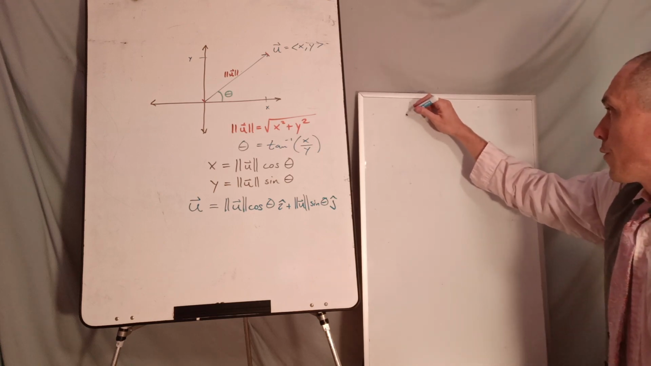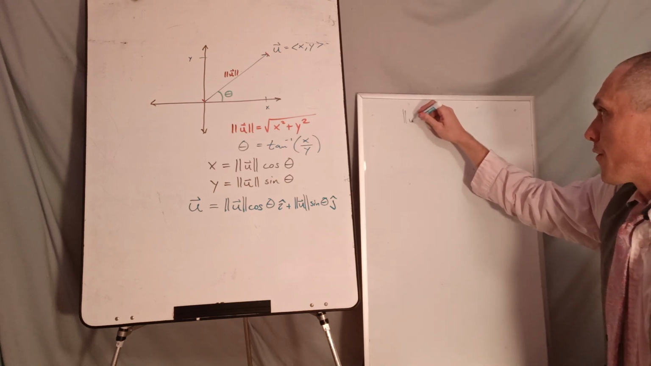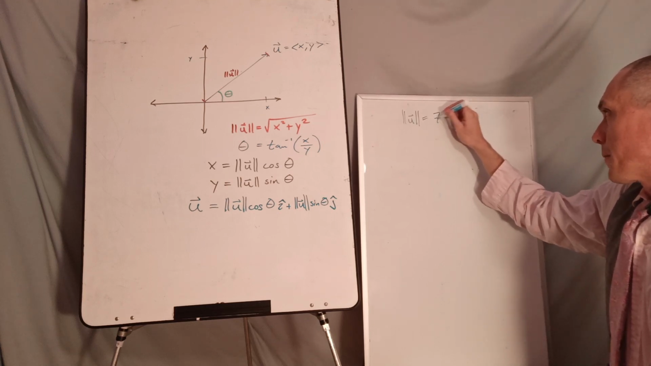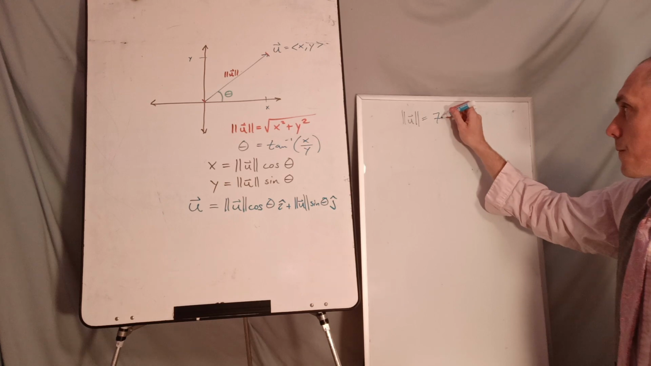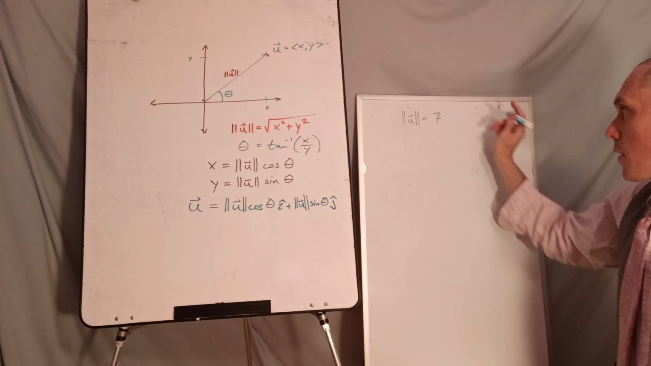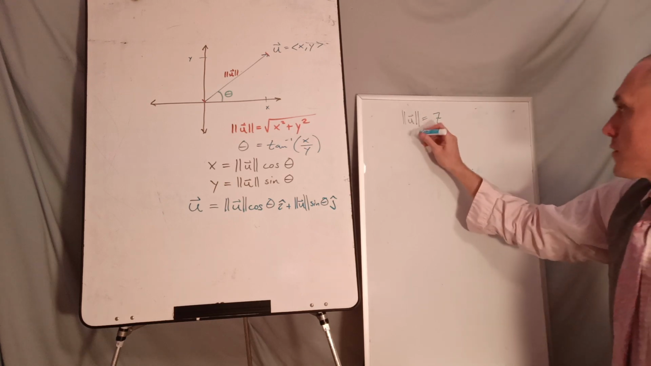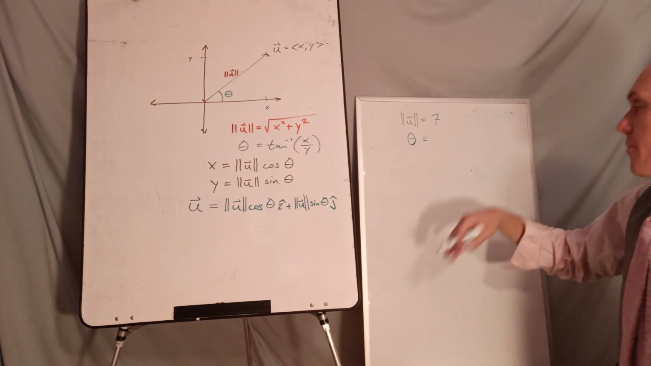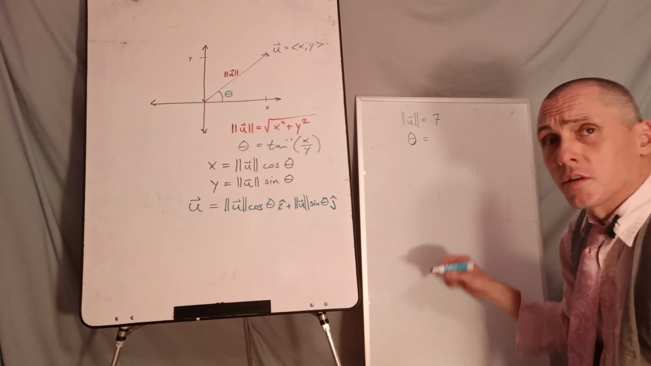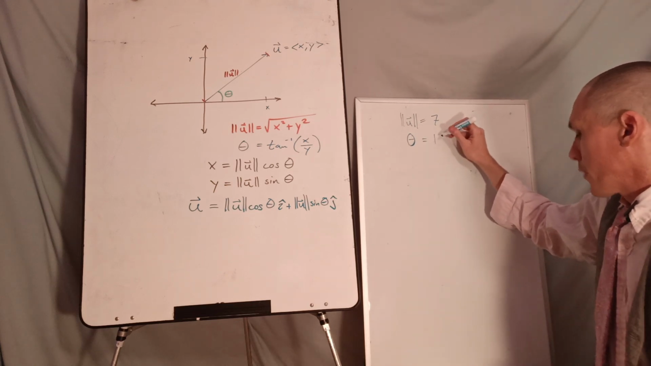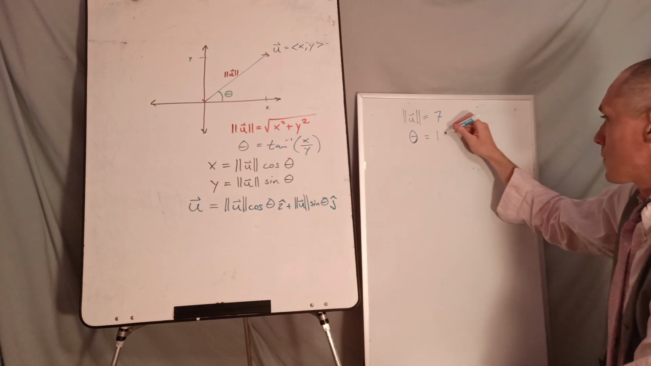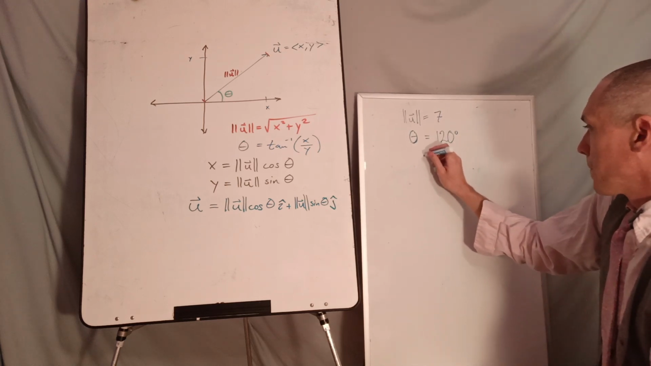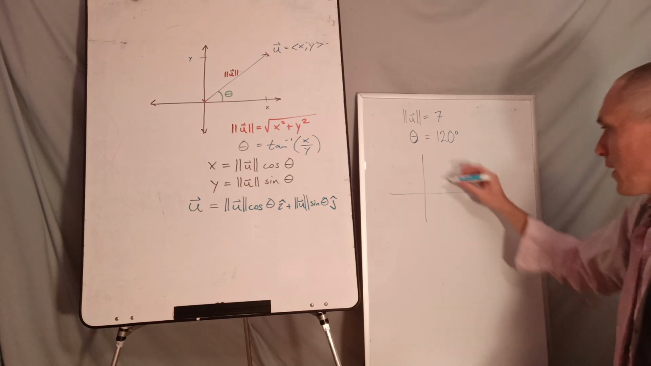So let's say we knew that the magnitude of a vector was given by, I don't know, some number, 7. And let's say that we also knew that the angle that it made with some axis, say the x-axis, was 120 degrees. And we could draw such a thing, right, which often helps us to at least visualize the problem.